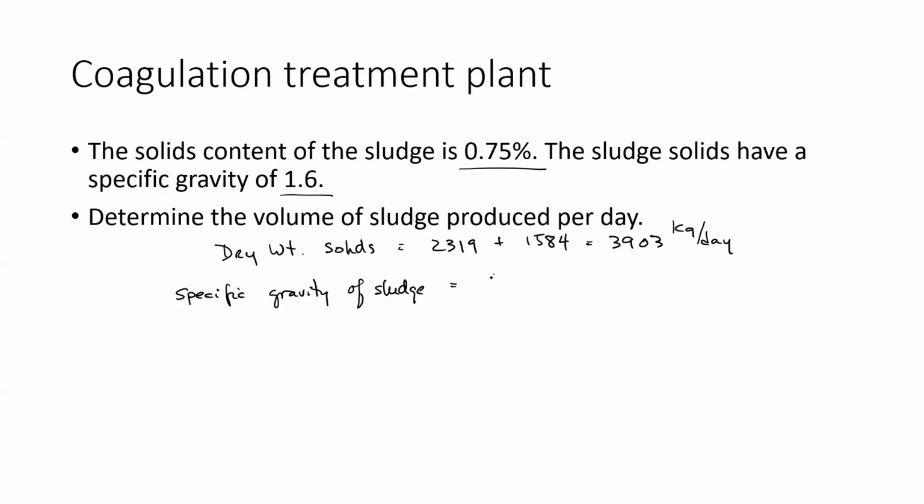So that is simply 1.6 times 0.0075, converted percent to a fraction, plus 1.0, the specific gravity of water, times 1 minus 0.0075. So notice more than 99% of your volume is going to be water. And that gives us a specific gravity of 1.0045.